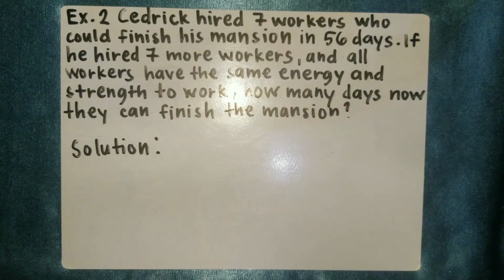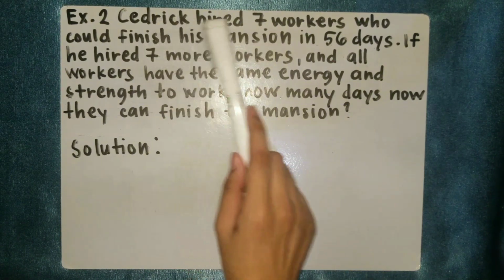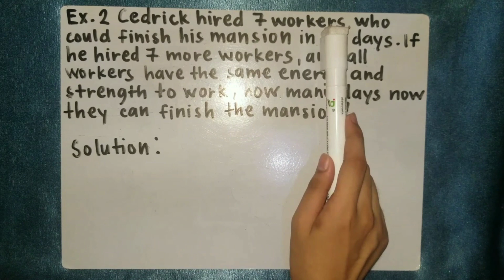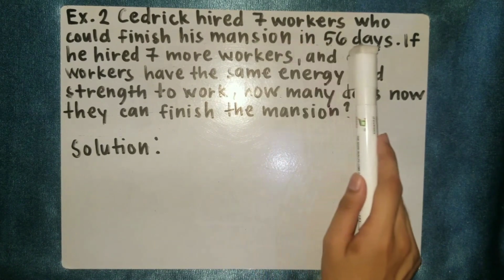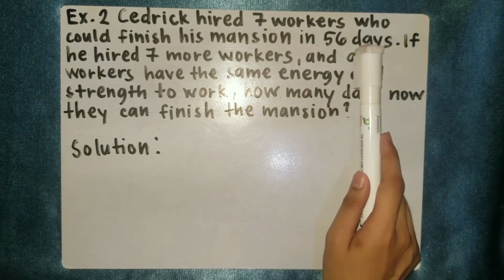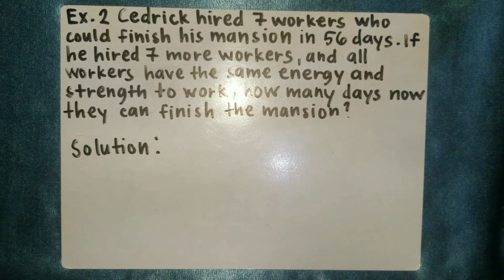Example number 2. Cedric hired 7 workers who could finish his mansion in 56 days. If he hired 7 more workers and all workers have the same energy and strength to work, how many days now they can finish the mansion? Let's analyze the problem to identify the given quantities and to make it a ratio. Sabi dito, si Cedric ay kumuha ng 7 workers para gumawa ng kanyang mansyon sa loob ng 56 days. So ito yung magiging first ratio natin.